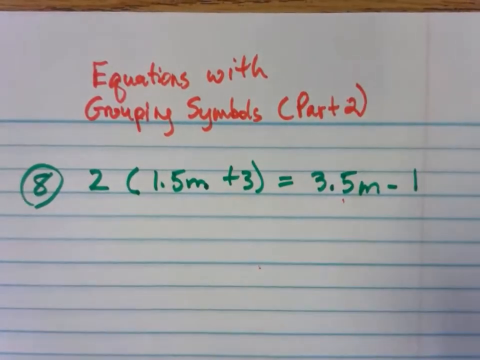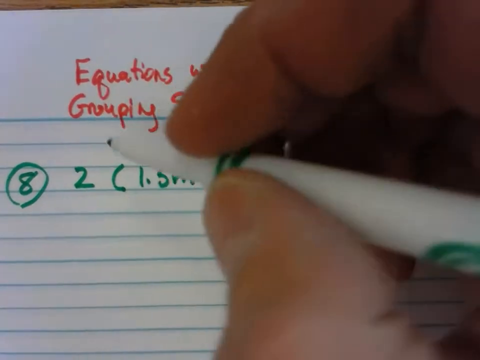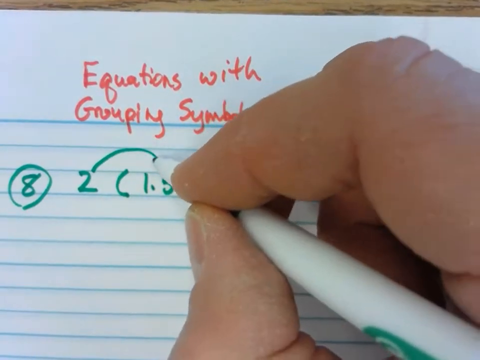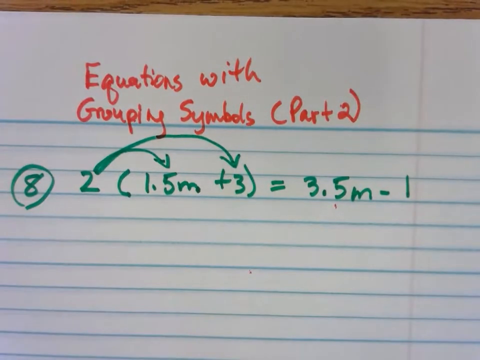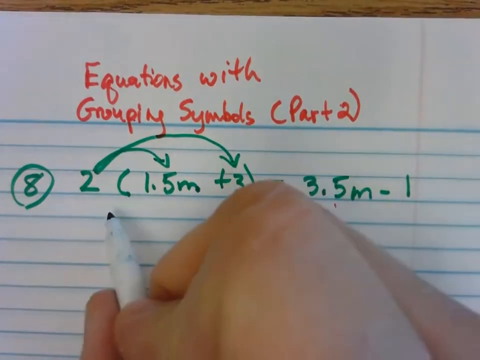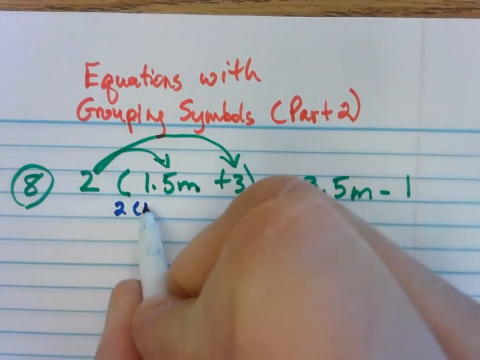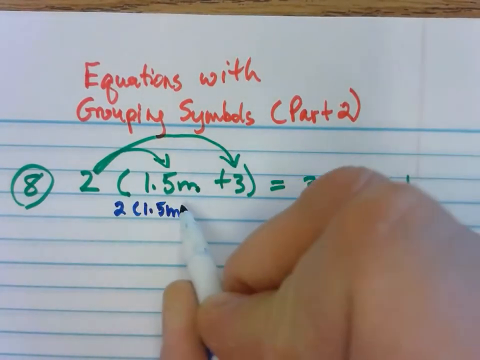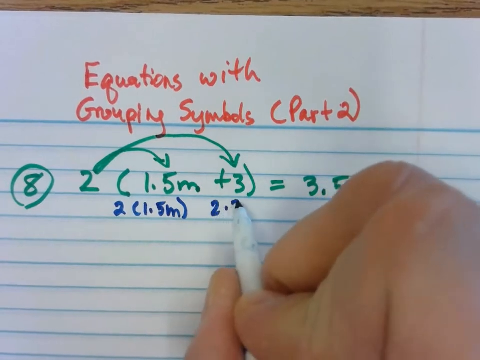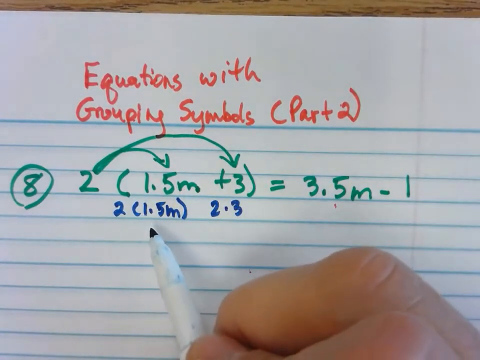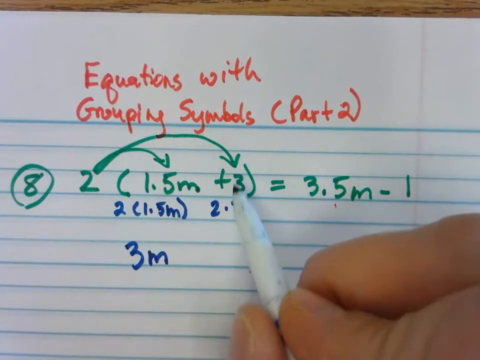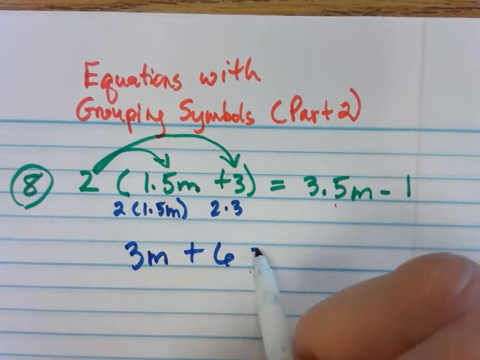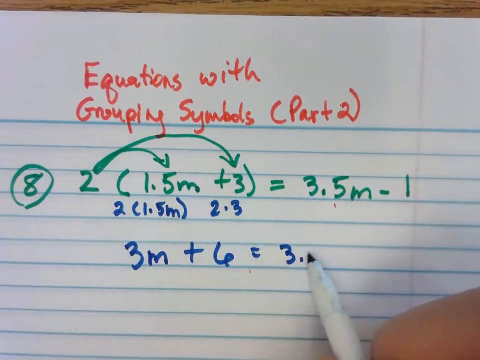Okay, you good? Now, we're going to distribute the 2. So I'm going to draw my arrows out to there and out to there. Okay? So 2 times 1.5m, and 2 times 3. Well, that's easy enough, right? So it's 2 times 1.5. Well, if you got a 1.5 and another 1.5, of course, that'd be 3m. And 2 times 3, of course, is 6. And over here, I got 3.5m.